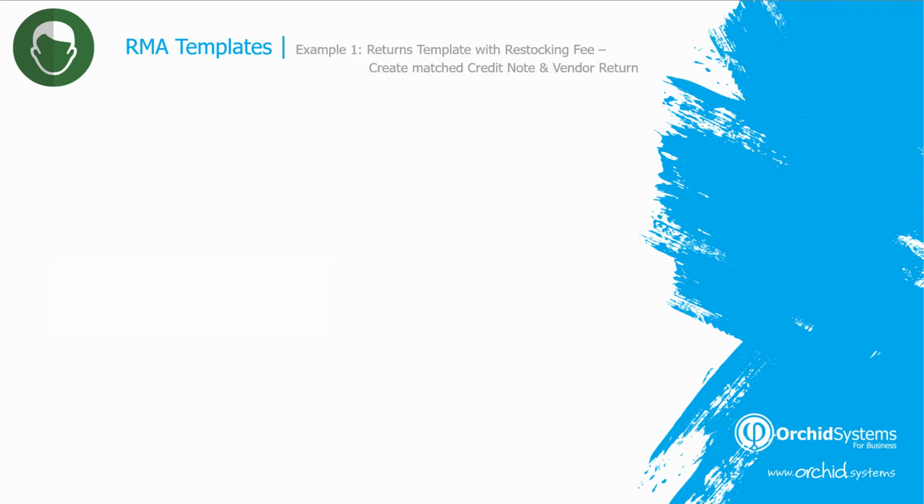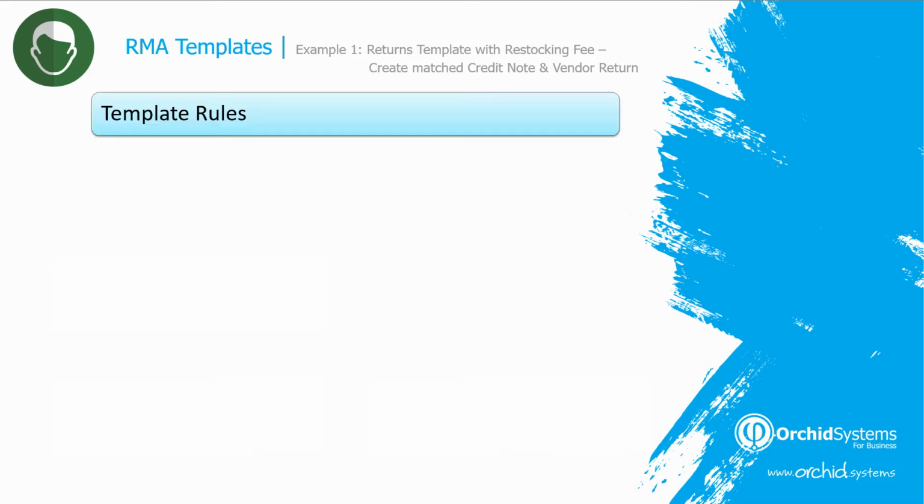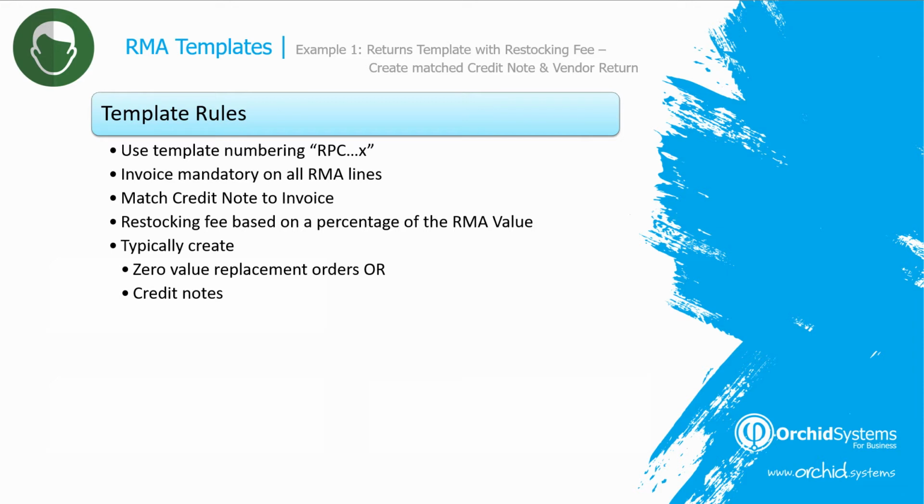The first example we're going to do is the returns template with a restocking fee, and we're going to create a matched credit note and a vendor return to return those items back to our supplier. On the template rules, we're going to use the template numbering feature where we can number each RMA document based upon the template so we can visually quickly check which RMAs we're using.